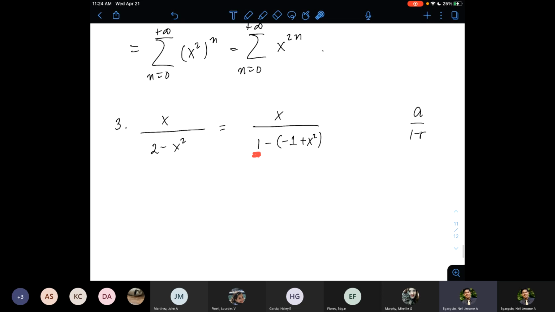So I have a 1 followed by a minus sign, but in order to get back 2 minus x squared, I should have this group after the negative sign. So I have negative 1 plus x squared. When simplified, that will go back to 2 minus x squared. So here we see that a is equal to x, and r, the common ratio, is x squared minus 1.